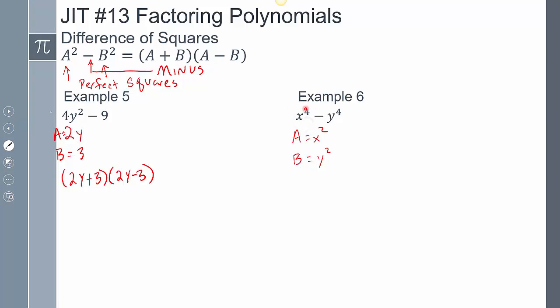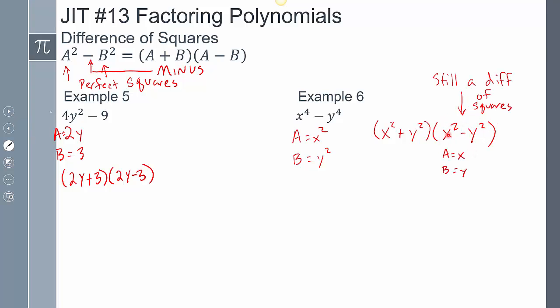In this case, my a is x squared, my b is y squared. So a plus b, a minus b. Now this one is also a difference of squares. And so my a in that one is x and my b in that one is y. So this is still the same, but in this case it's going to be a plus b and a minus b. And so I was able to factor that further, and so that's going to be my answer.